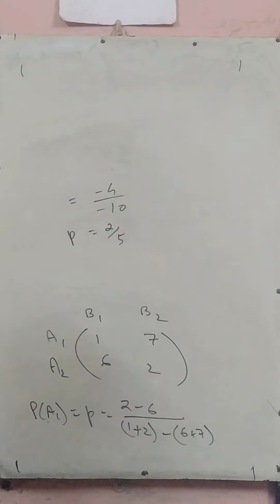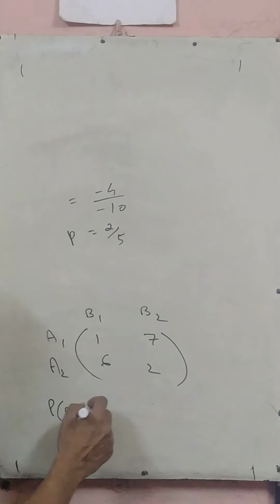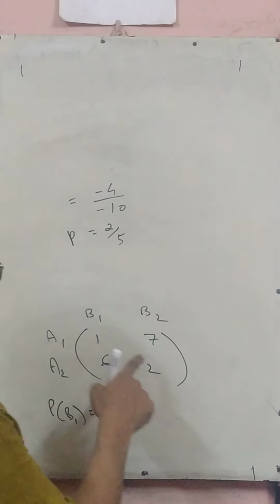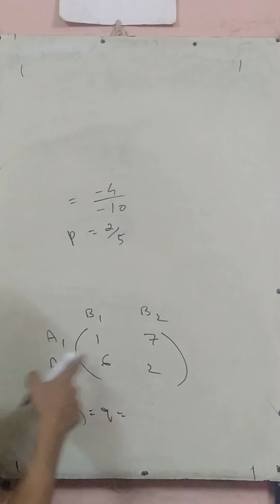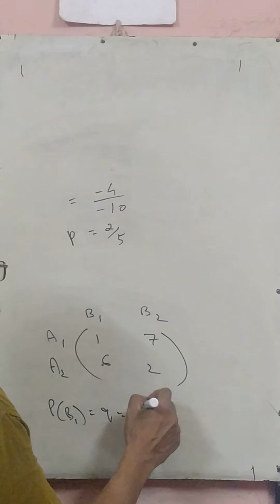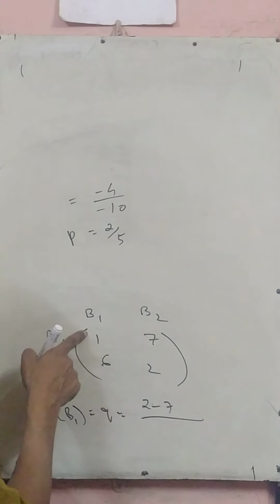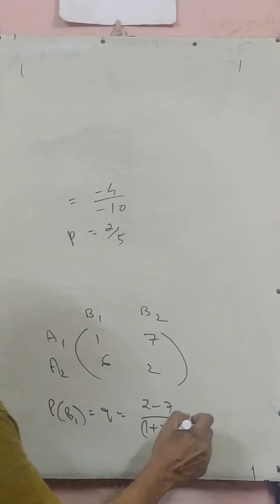Now, what is the probability of B1? Very easily we can find. B1 probability we say Q and the value will be 2 minus 7. When we find P, we move horizontally. When we find Q, we move vertically. That is 2 minus 7 divided by 1 plus 2. The same idea. Minus 6 plus 7.